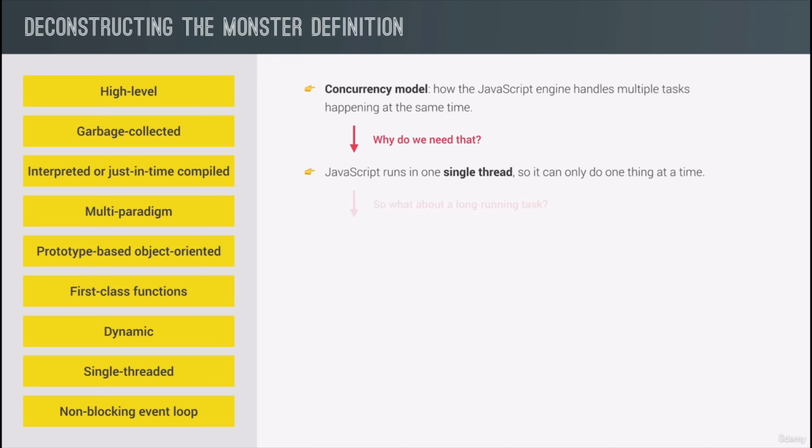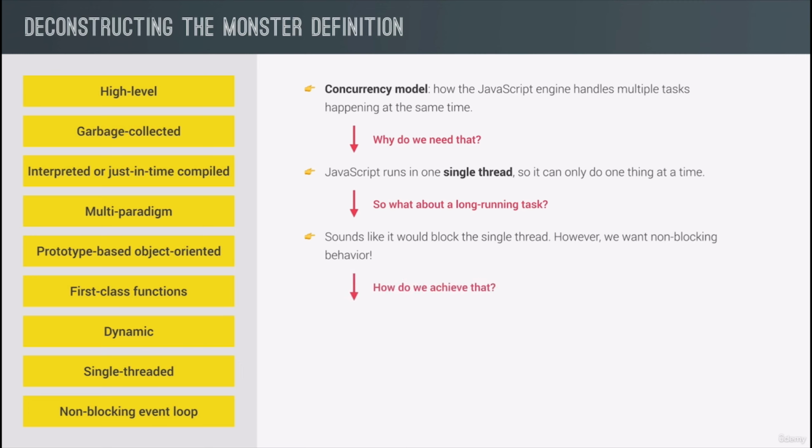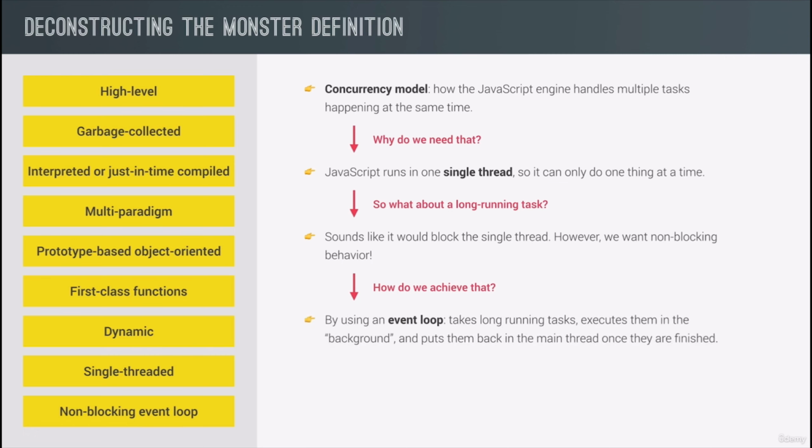Alright, but what if there is a long-running task, like fetching data from a remote server? Well, it sounds like that would block the single thread where the code is running, right? But of course, we don't want that. What we want is so-called non-blocking behavior. And how do we achieve that? Well, by using a so-called event loop. The event loop takes long-running tasks, executes them in the background, and then puts them back in the main thread once they are finished. And this is, in a nutshell, JavaScript's non-blocking event loop concurrency model with a single thread.